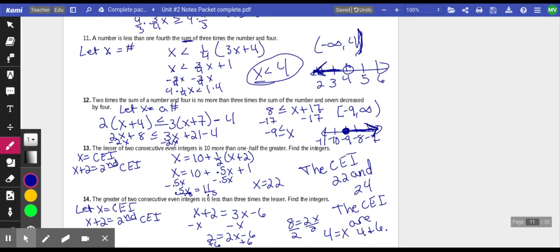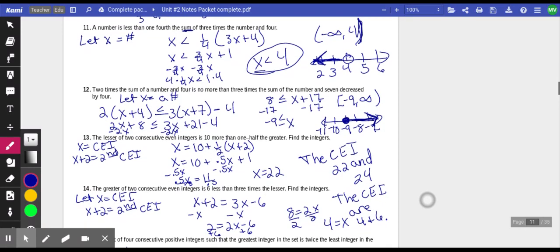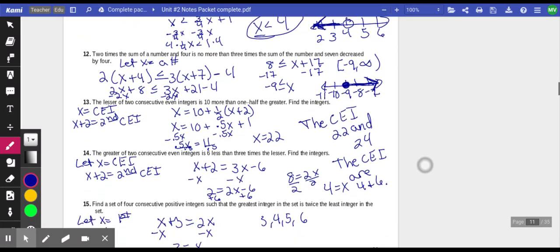12, let x equal a number. My equation is 2 parentheses x plus 4 is less than or equal to 3 parentheses x plus 7 minus 4. I solve and I get negative 9 is less than or equal to x. 13, x is my first consecutive even integer, x plus 2 is my second. So my equation is x equals 10 plus 1/2 parentheses x plus 2. Solve and I get x equals 22. So the consecutive even integers are 22 and 24.